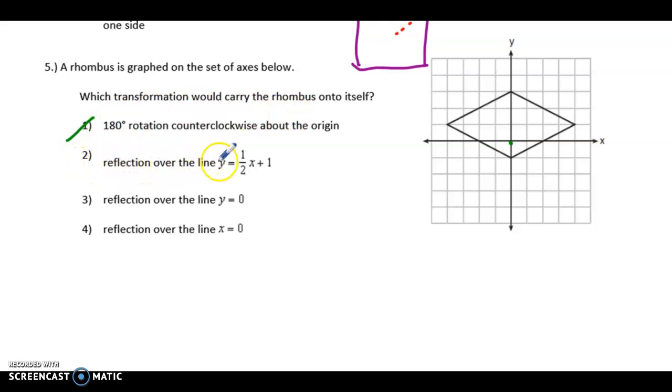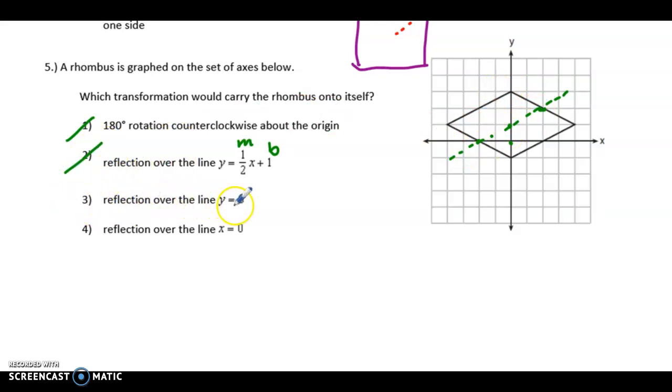A reflection over the line y equals 1/2 x plus 1. Remember, this is my slope and this is my y-intercept. If I sketch that line, I'm starting at 1, and going up 1 over 2, or from here down 1 over 2. If I reflect across this line, is this point going to lie on top of that point? And my answer is going to be no. That is not going to work.